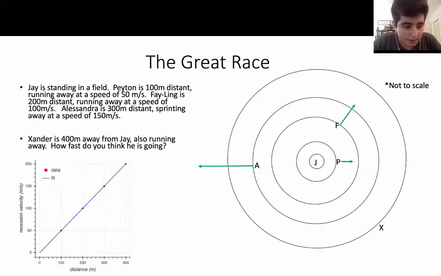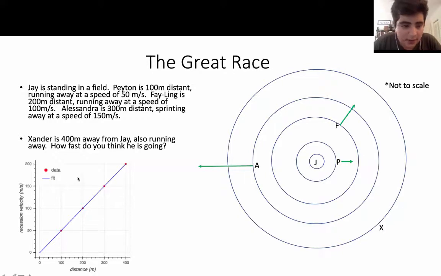So we can make a graph like this of the recessive velocities as a function of how far away they are from J. And then here are the respective points. You have Peyton, Failing, and then Alessandra, all in this line. And then here you have Xander. So the quickest way to get how fast he is running away is to just look at the y-axis.